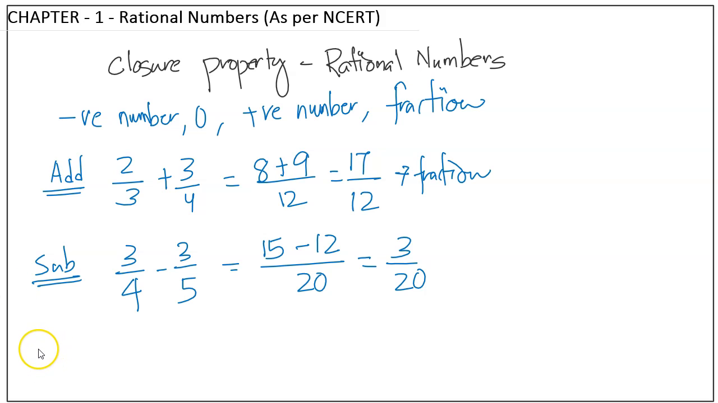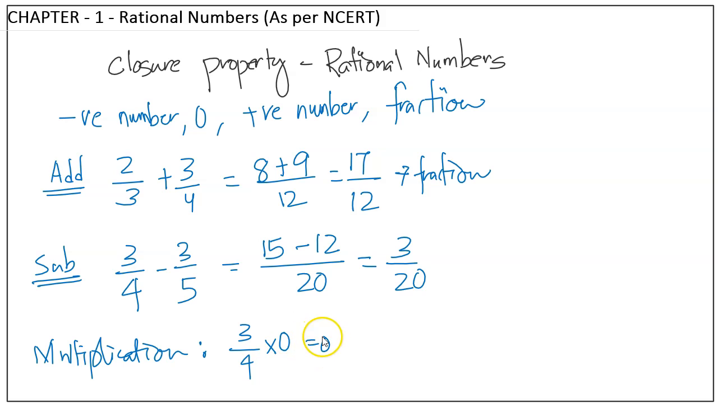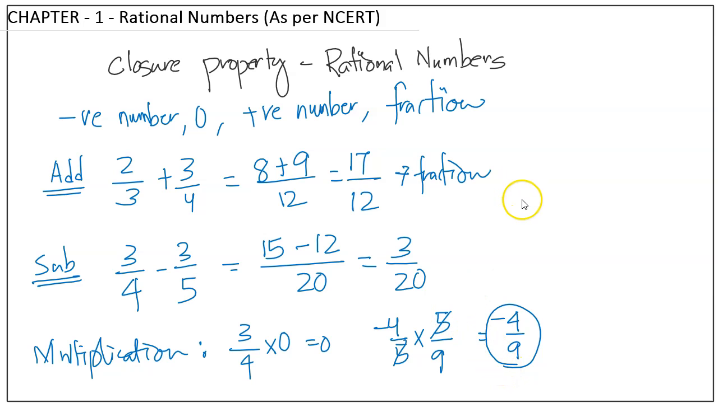Okay, now coming to multiplication. Simple, right? You can visualize it already, I guess. Let's say 3 by 4 multiplied by 0 is 0. Minus 4 by 5 multiplied by 5 by 9, how much? 5 gets cancelled, and this is minus 4 by 9. Minus 4 by 9 is also a negative fraction, but it is a fraction, so this is also a rational number. That means whatever two rational numbers you multiply, you will get another rational number only. So rational numbers are closed under multiplication also.